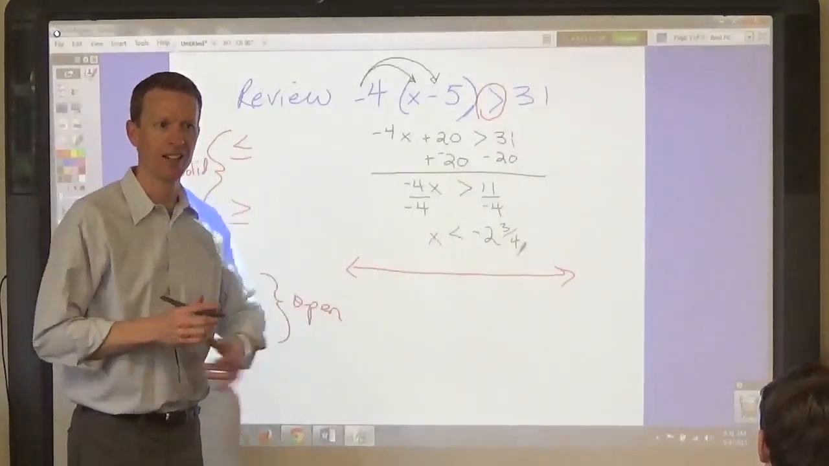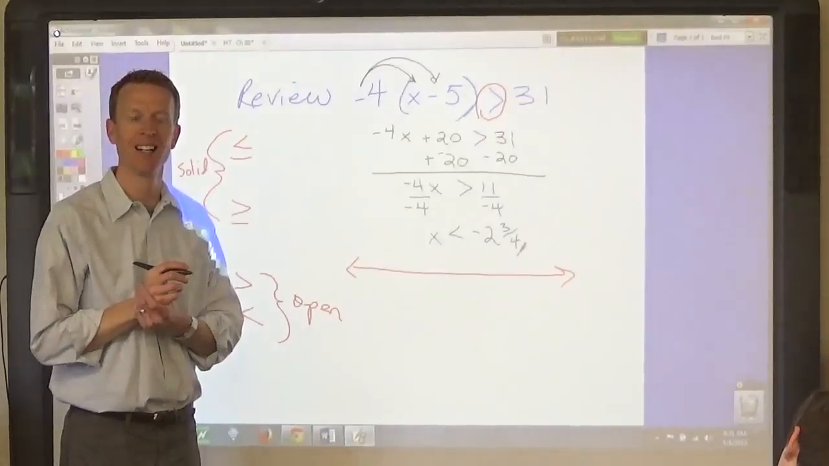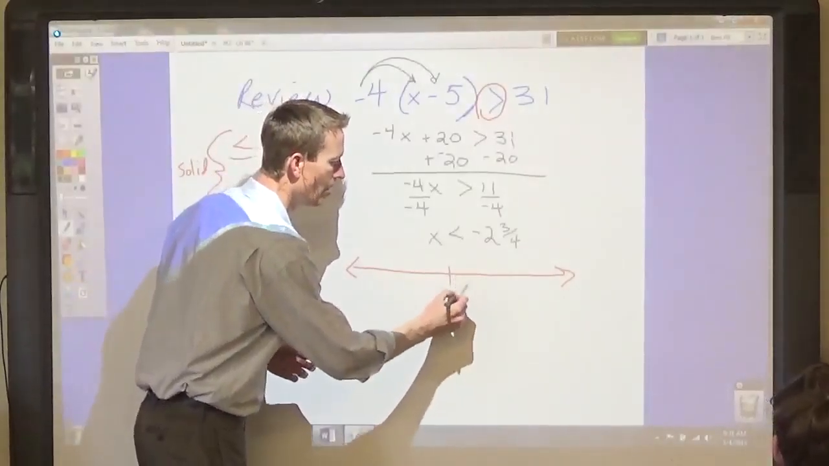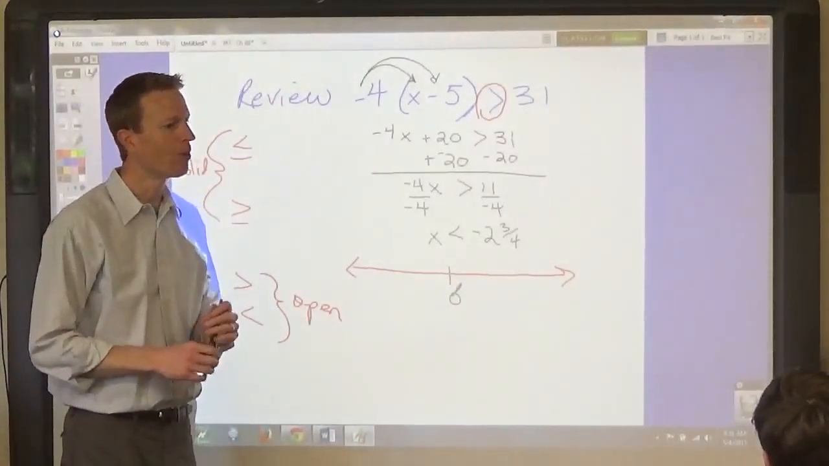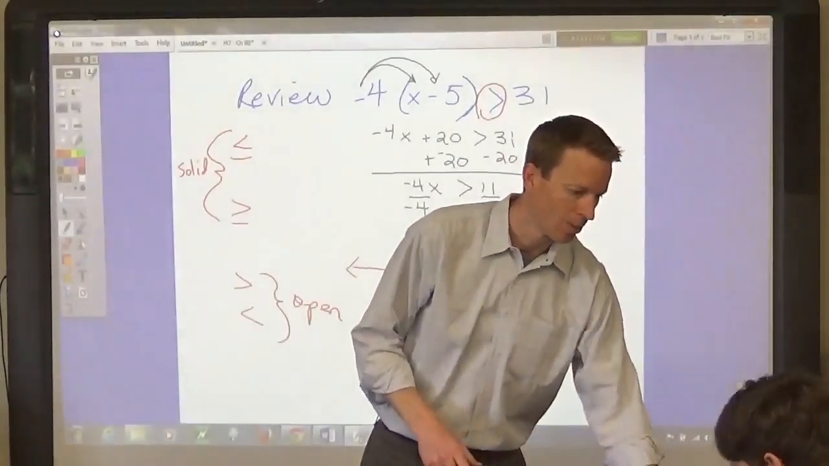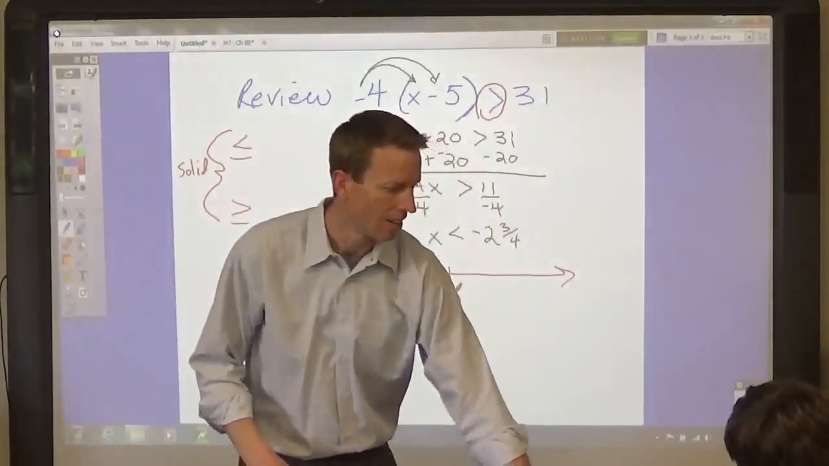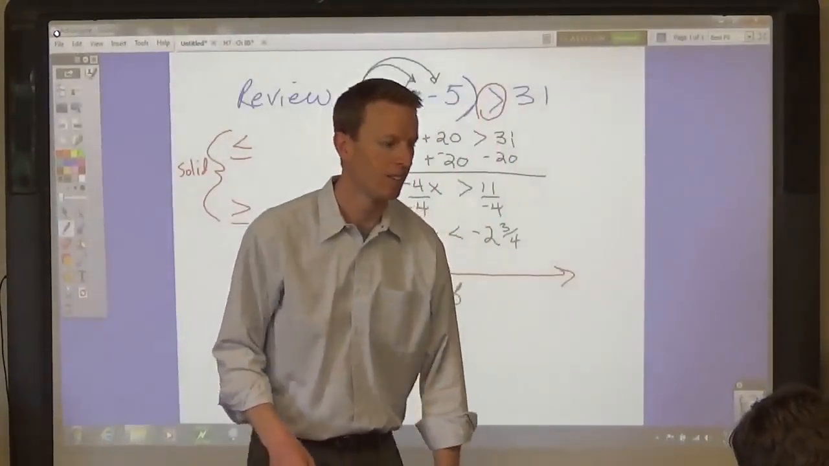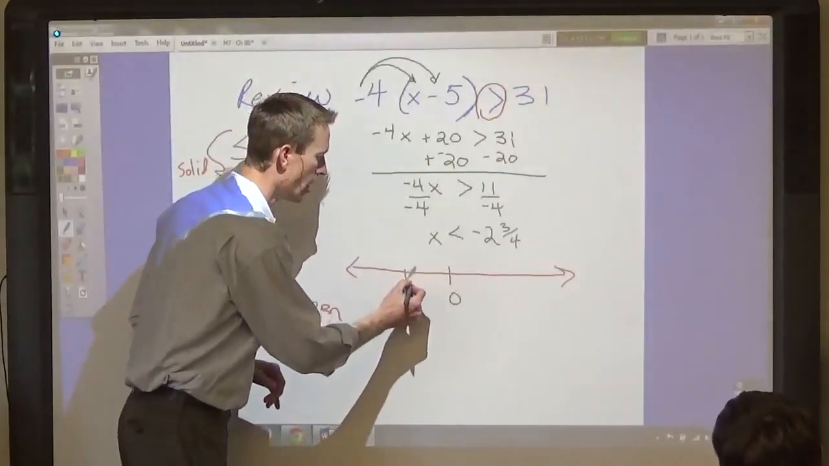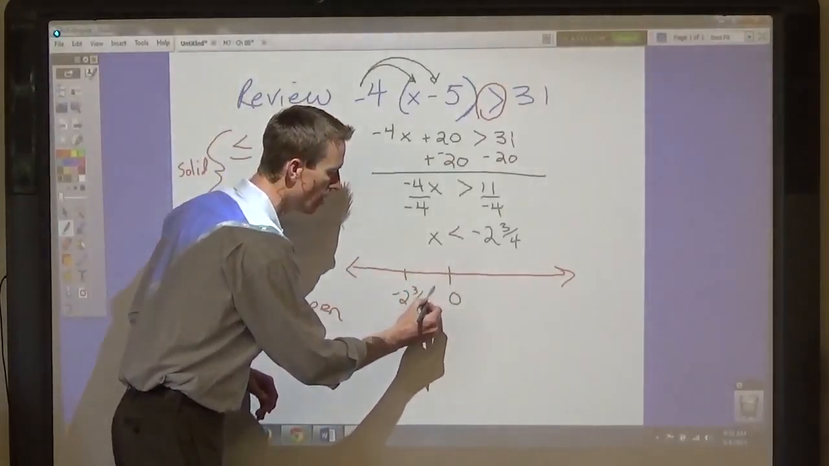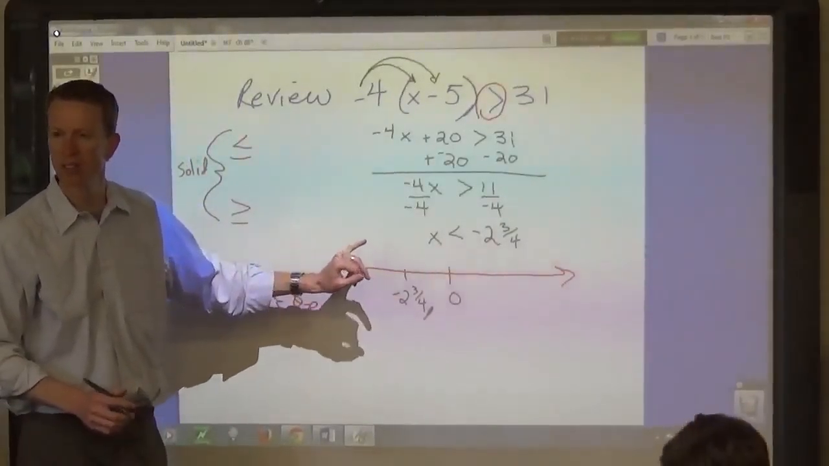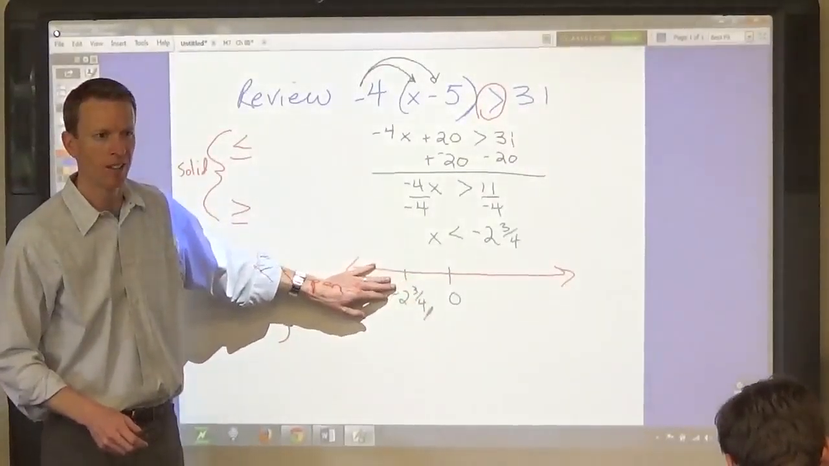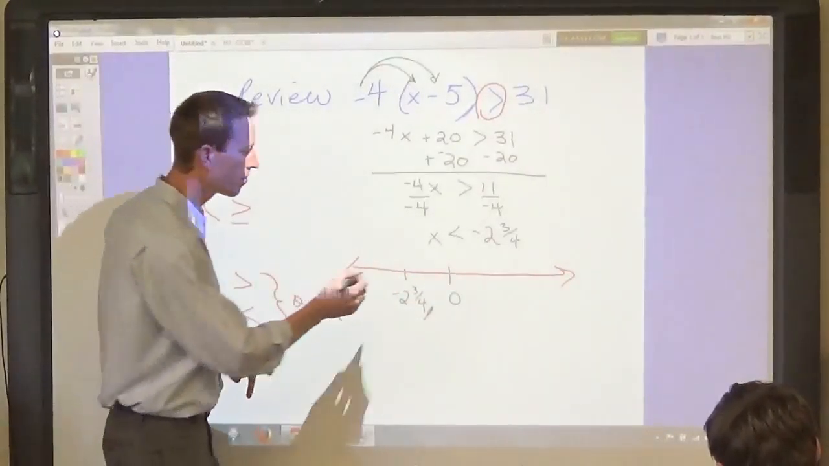How would we graph this then? Joey, how would you graph it? So then you have to have 0 in the middle of the line. Yep. Then you go down 2 3/4 on the chart. Good, -2 3/4. Everybody do this problem with me. Then you put an open dot on that. Yep.